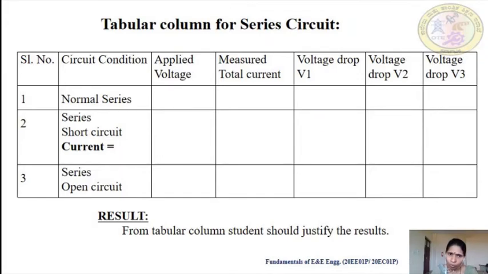What is the value of voltage? What are the values of current and voltage drop across each resistor? All these parameters are to be tabulated. At the end, we should justify our result.